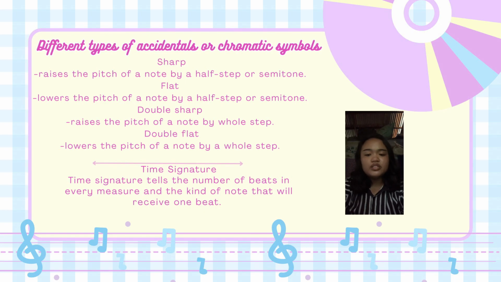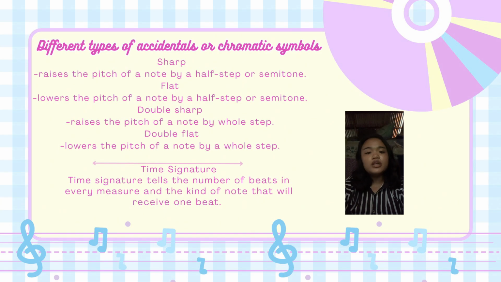And these are the accidental or chromatic symbols. First is the sharp, which raises the pitch of a note by a half step or semitone. Second is the flat, which lowers the pitch of a note by a half step or semitone. Third is the double sharp, which raises the pitch of a note by a whole step. Fourth is the double flat, which lowers the pitch of a note by a whole step.